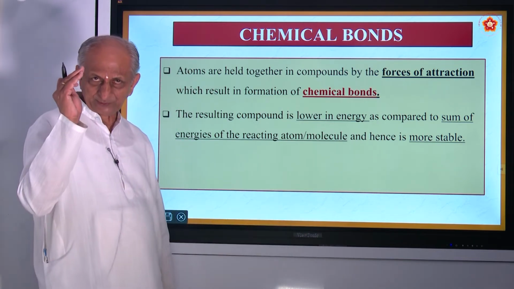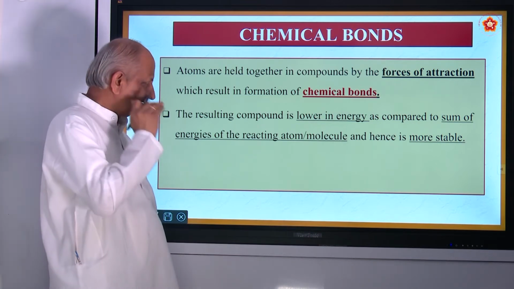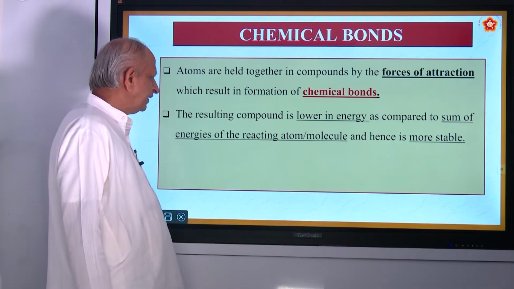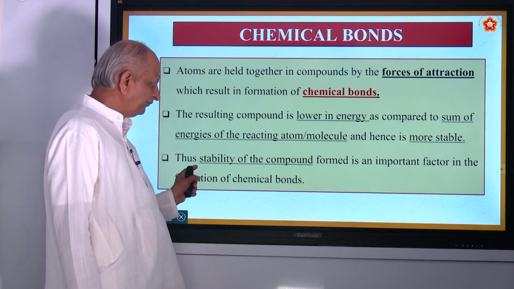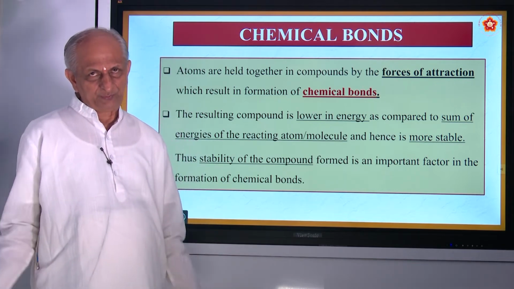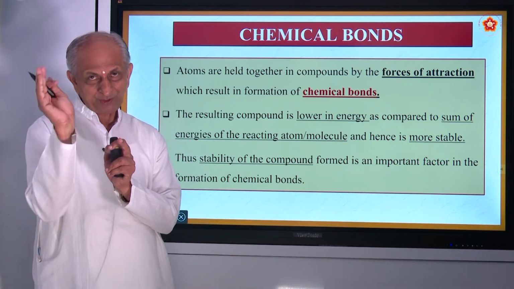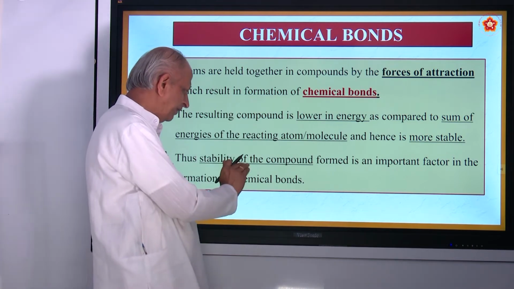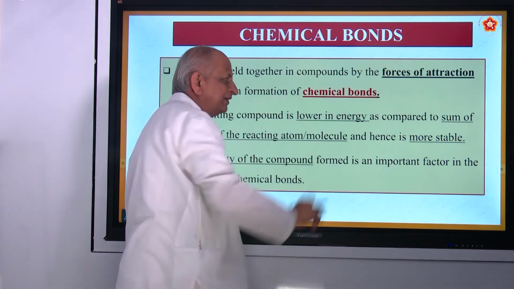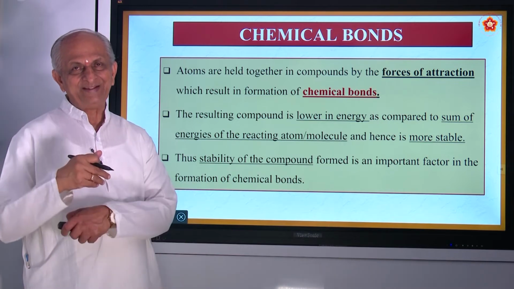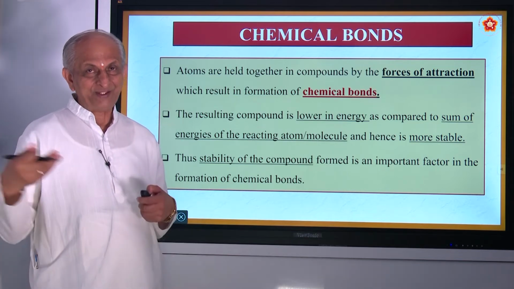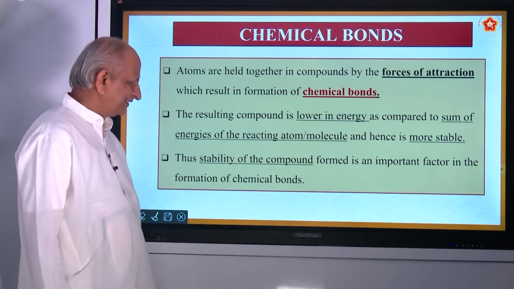For example, when sodium combines with chlorine, the sum of the energies of the sodium and chlorine is more. So that is why the reaction takes place. The stability of the compound formed is an important factor in the formation of chemical bonds. Stability means once a compound is formed, it cannot split up into elements. When sodium chloride is formed, you cannot get back sodium and chlorine. That is the meaning, because of the force of attraction. When the child is in the hands of the mother, it will not go to other hands, because the bond between the child and the mother is so strong. Is it not?